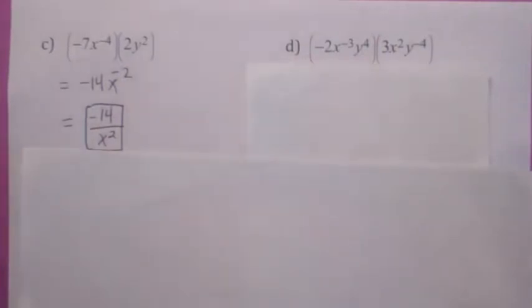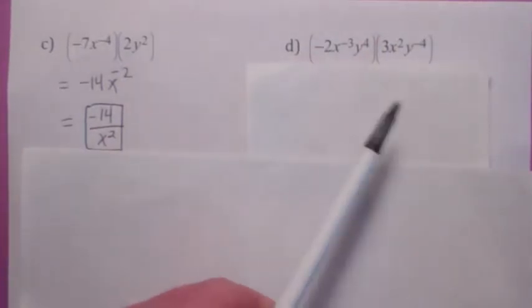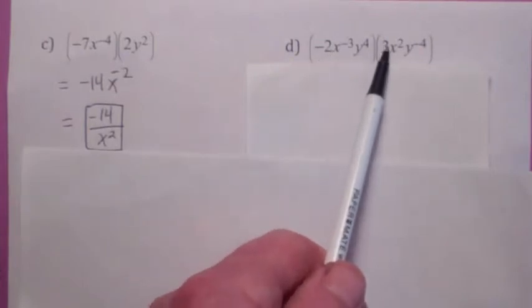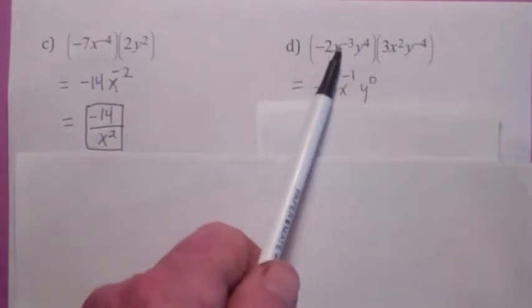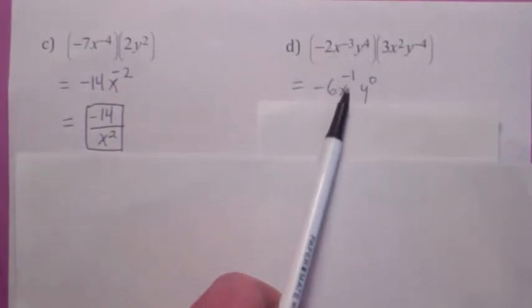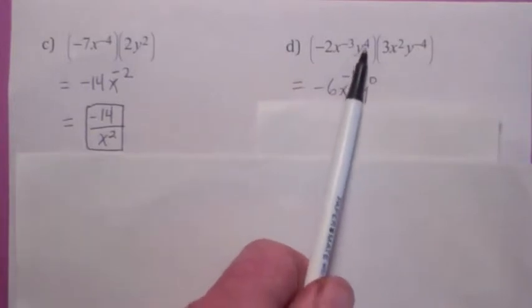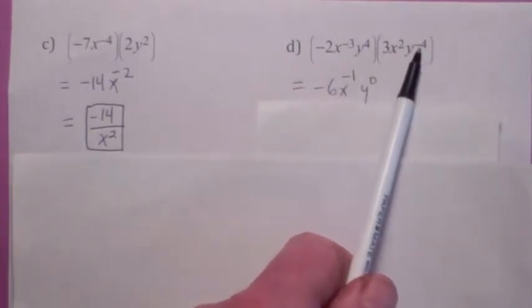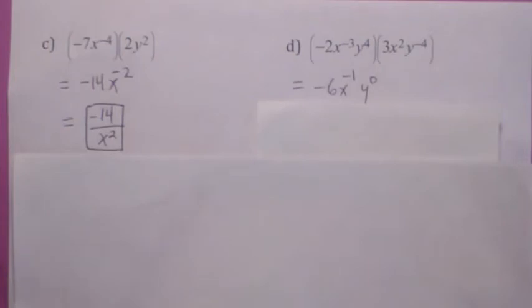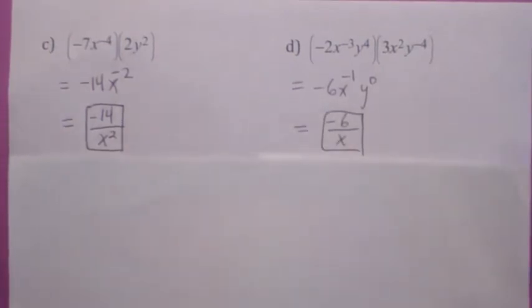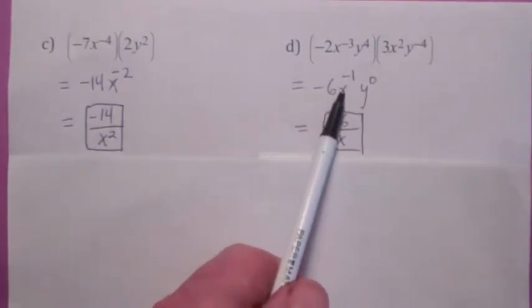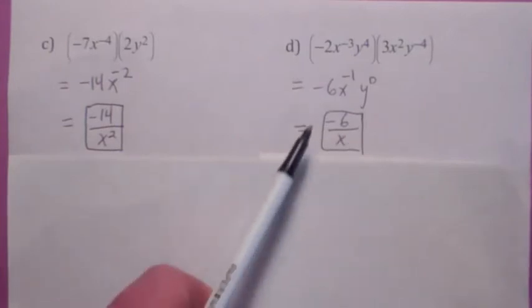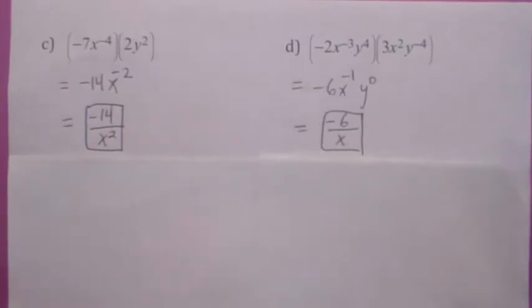And on D, it looks really complicated, but you can actually look at each of these separately. You can multiply the coefficients. Negative 2 times 3 is negative 6, right? And when you add the exponents, x to the negative 3 plus 2 is x to the negative 1. And what do you get here? y to the 4 plus negative 4, you get y to the 0. You can do all that because everything's being multiplied, remember? That's what the rule says. And you certainly wouldn't leave your answer like that. y to the 0 is just 1, so we just drop it. And you move the x down, x to the negative 1 down to the bottom, make it a positive exponent. Notice the negative 6 stays on top.